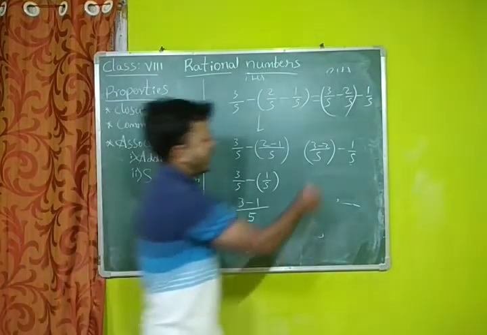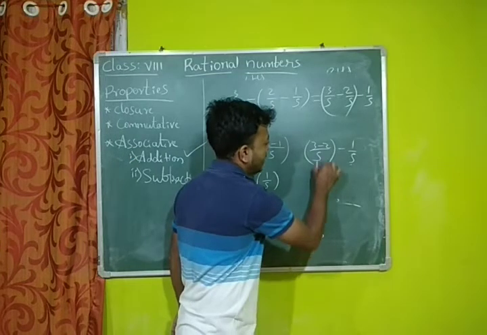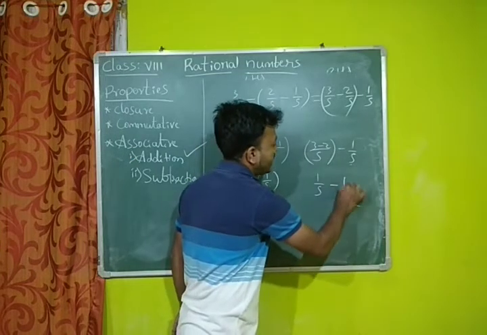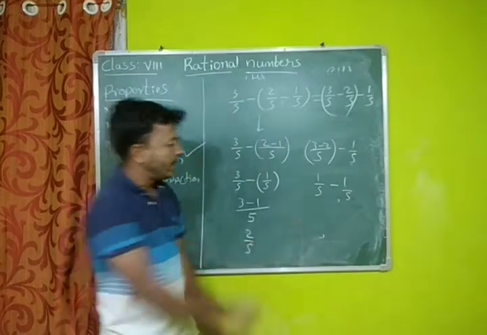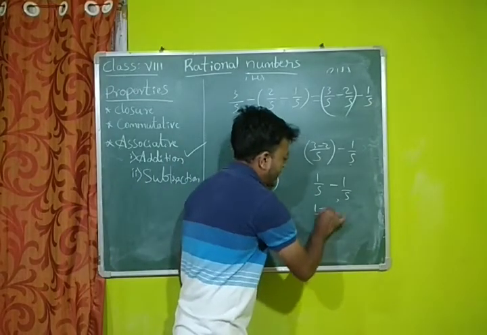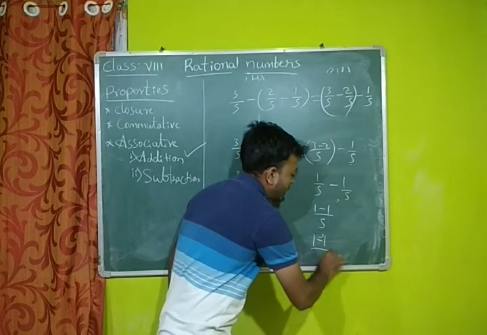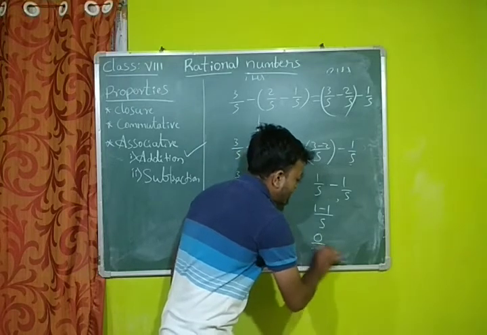2 upon 5. And find out the RHS. This is 1 upon 5 minus 1 upon 5. So 1 upon 5 minus 1 upon 5. Here the LCM is 5 and 1 minus 1. So 1 minus 1 divided by 5 means 0 upon 5.